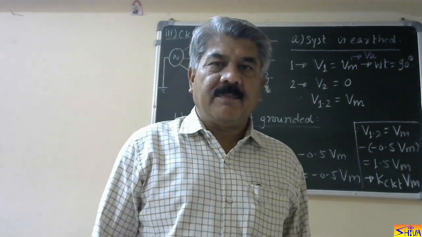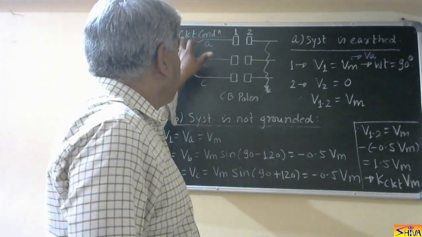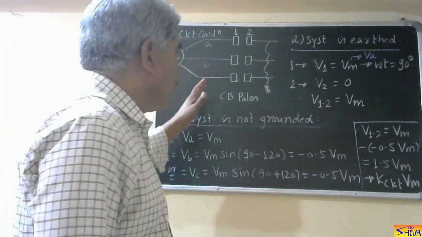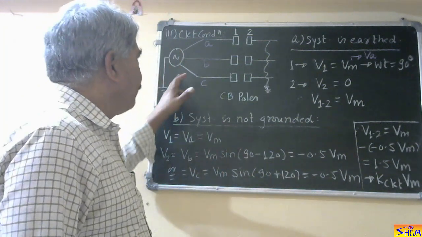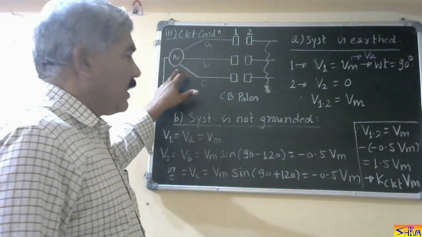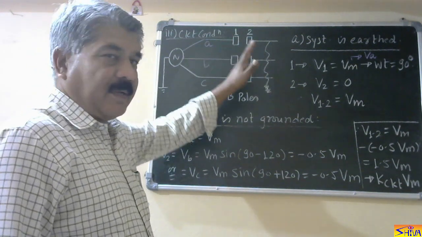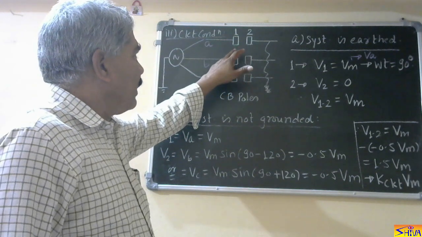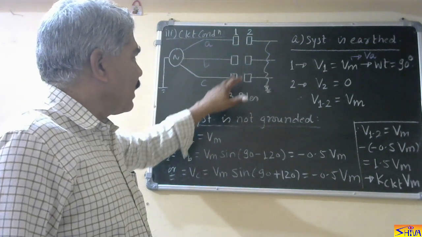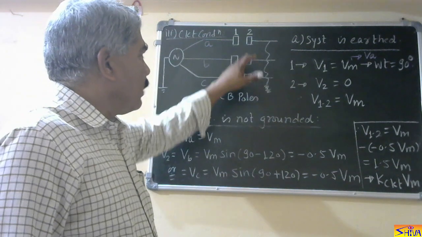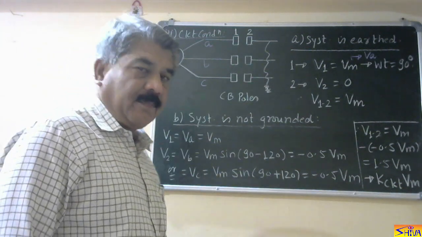Third factor is circuit condition. Here, to explain this circuit condition, I have shown a three-phase system: generator, A phase, B phase, C phase. This is a three-phase circuit breaker. One denotes the contact connected to the generator, two denotes the contact connected to the line.